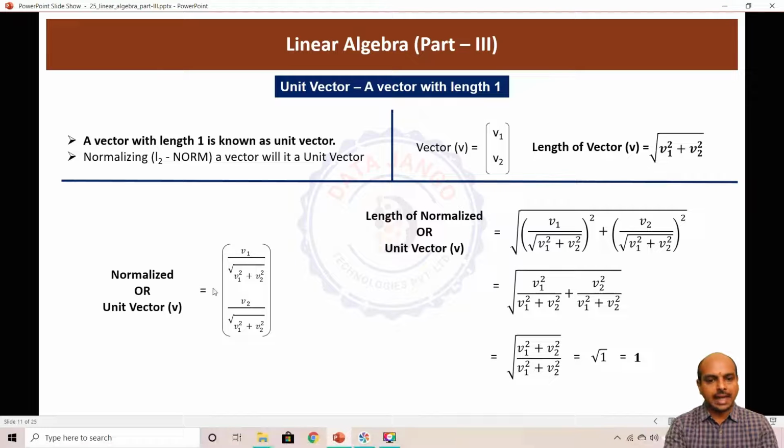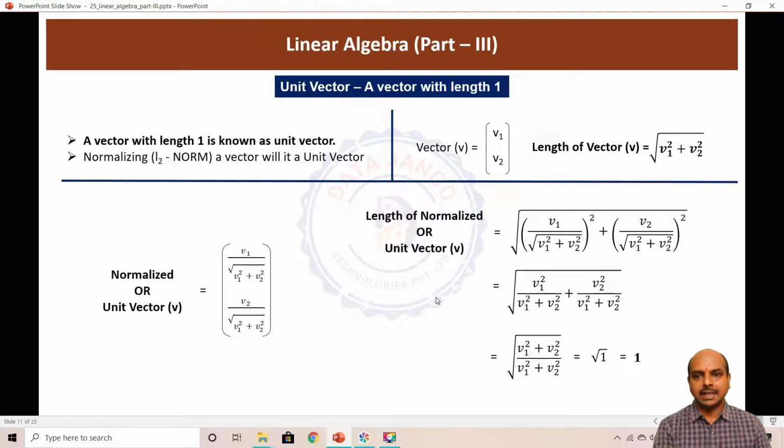If you calculate the length of this vector, how do you calculate it? This is the first value and this is the second value. Square root of first value squared plus second value squared. When you do that, the denominator square root will go off and you will get v1 squared plus v2 squared on the numerator. The denominators are the same, so you sum up and you get 1, square root of 1, and you get 1. Any vector you can make into a unit vector by dividing the values in the vector by the length of the vector. So that is a unit vector.